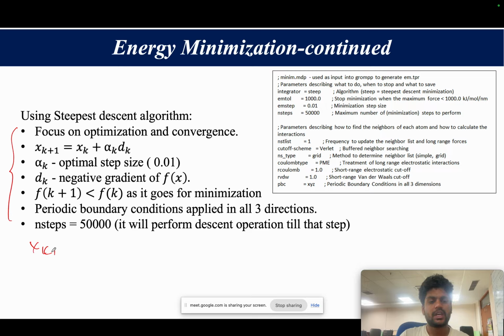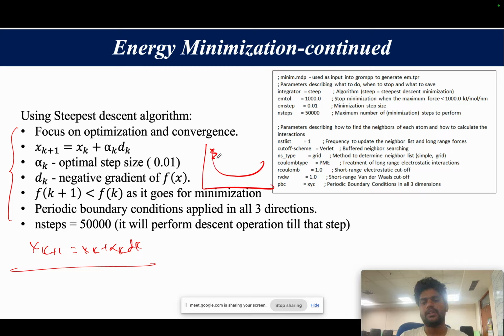So xk plus 1 equals xk plus alpha k dk. Gradient descent, maybe you have heard the term more in machine learning, where we have the loss function. The gradient decreases and then it increases, and then we will take the minimum path.